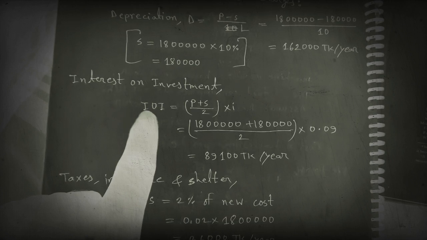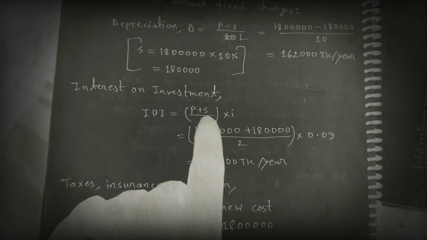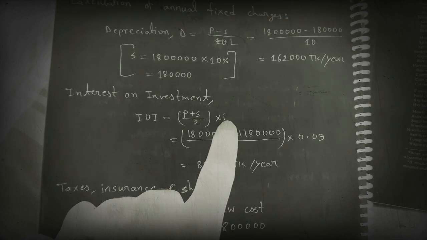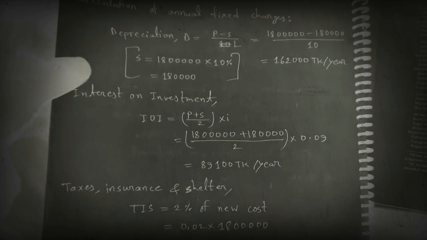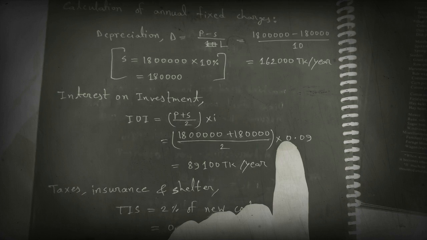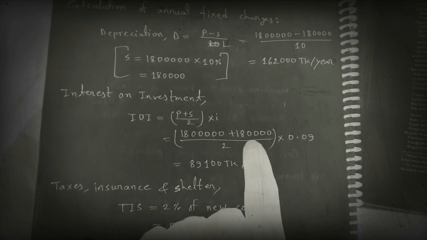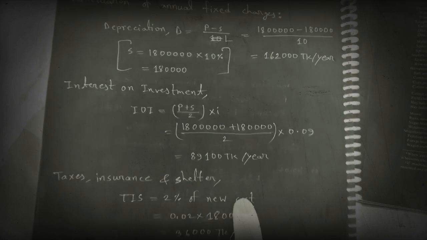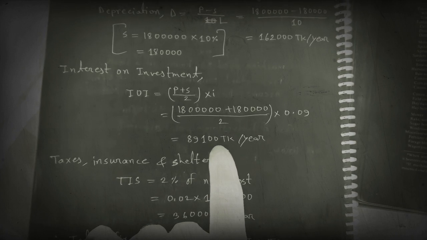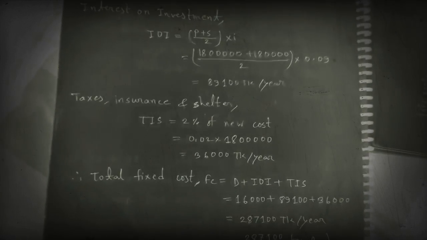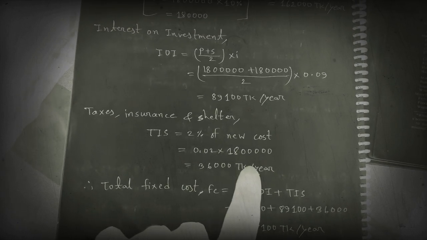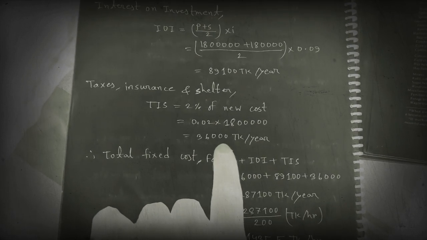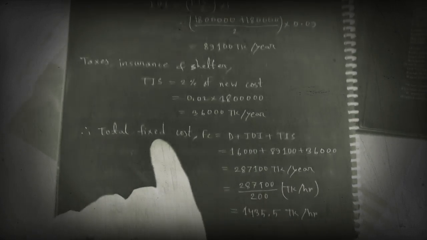Interest on investment. Interest on investment, IOI, is equal to P plus S by 2 into I, where I is the interest rate, 9%, which is given in our math, 0.09, and we easily calculate this and get 89,100 taka per year. Taxes, insurance and shelter, we know, is 2% of new cost. So if we calculate 2% of new cost, we will get the value.